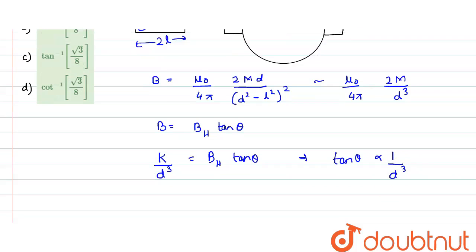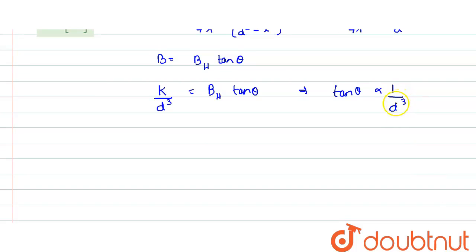From this we can see that as we increase the value of d, tan theta would decrease. So we can say that tan theta 2 divided by tan theta 1 would be in the inverse ratio of the distances cubed, so it would be d1 divided by d2 to the power 3.